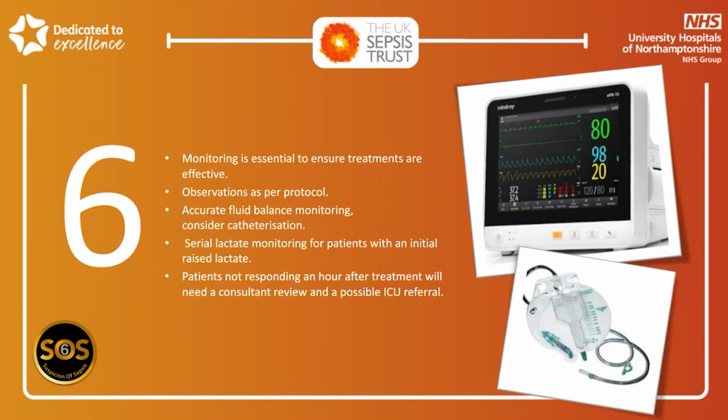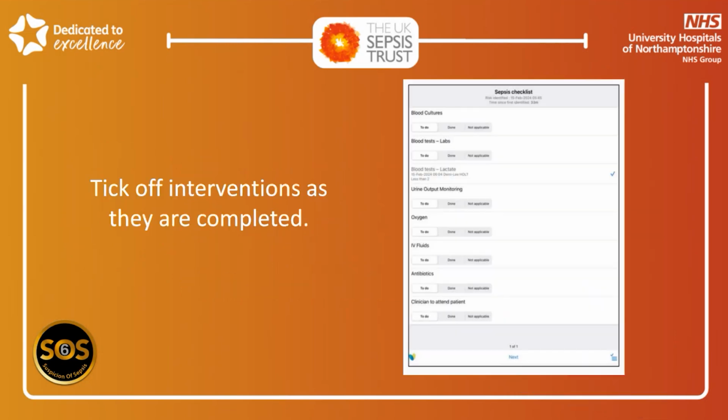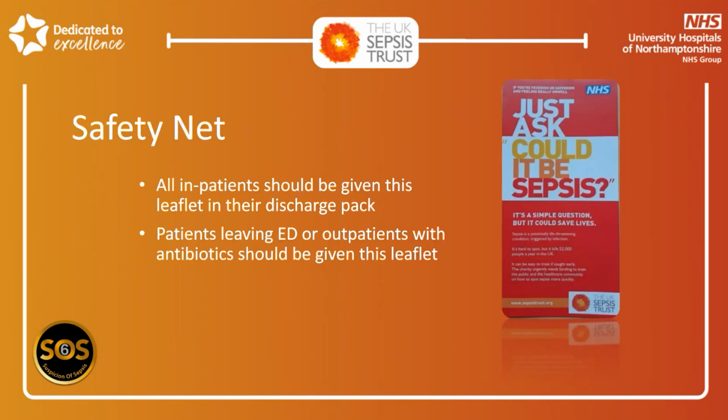And monitoring. Monitoring is essential to ensure treatments are effective. We should complete observations as per protocol or more frequently if you are concerned about the patient. There should be an accurate fluid balance and catheterization should be considered if it's appropriate for that patient. We should be monitoring the lactate until it has normalized, and patients not responding to treatment within an hour of administration require a consultant review and a possible ICU referral. When we've completed the elements of the Sepsis 6, these should be ticked off on eVitals as part of the Sepsis 6 checklist.